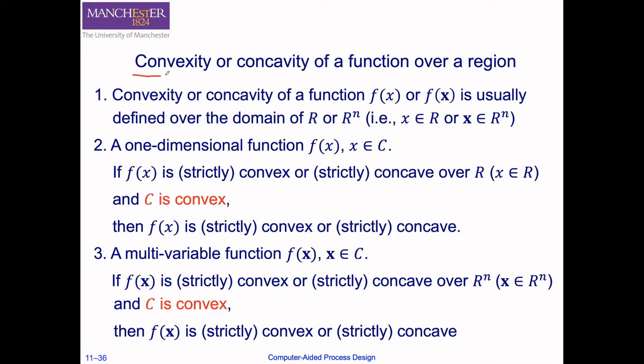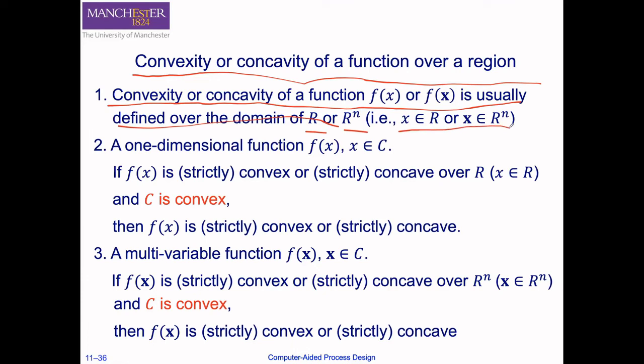Finally, we also want to discuss convexity or concavity of a function over a domain. As we have discussed previously, convexity or concavity of a function f(x) is usually defined over the domain of R or Rn. That means all variables can vary from negative infinity to positive infinity. If we have some specific restrictions on some variables, that means the domain of the variables is not R or Rn. Let's use C to denote the domain of the variables. How can we determine if a function is convex or concave over the domain of C?